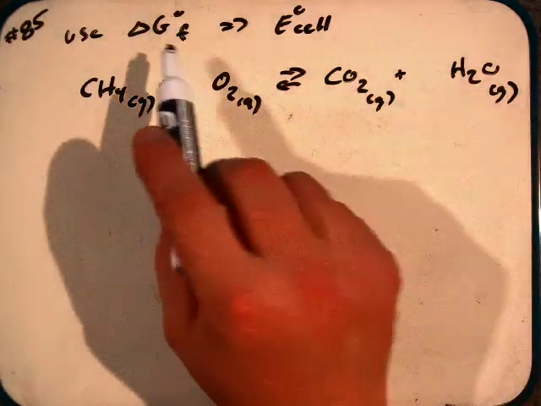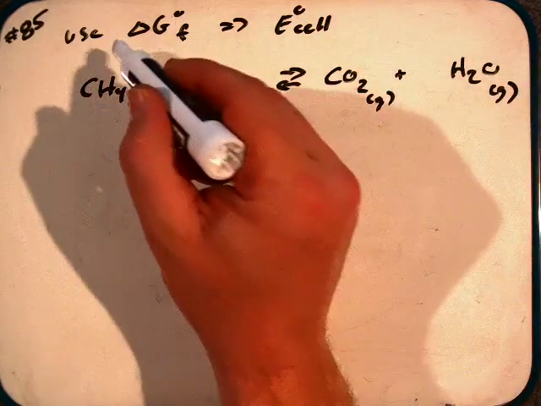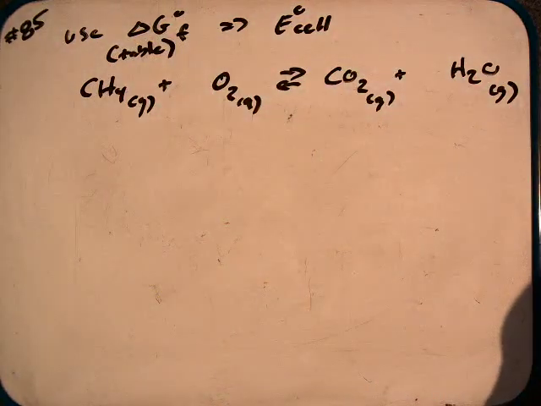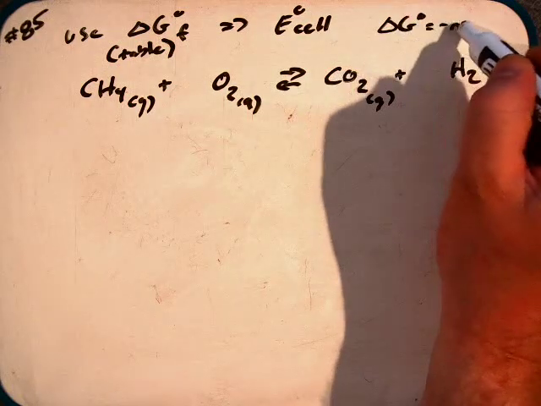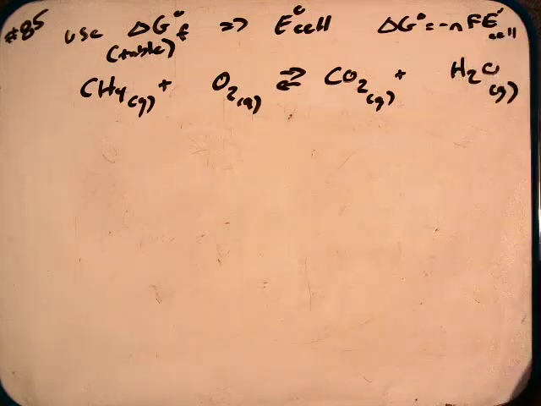And so we need to use delta G's that we would get from a table in order to figure out what the delta G is, and then from that we can get at our cell potential, right? Because delta G is equal to negative NFE of that cell.